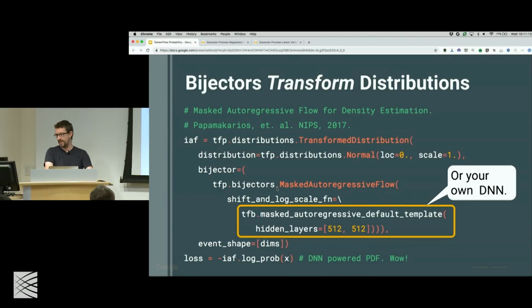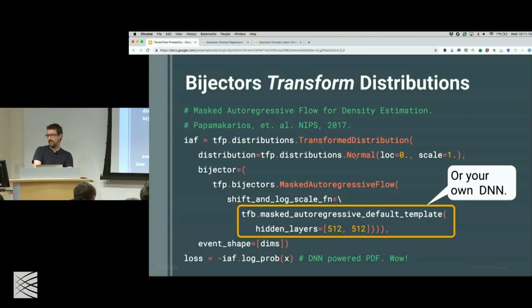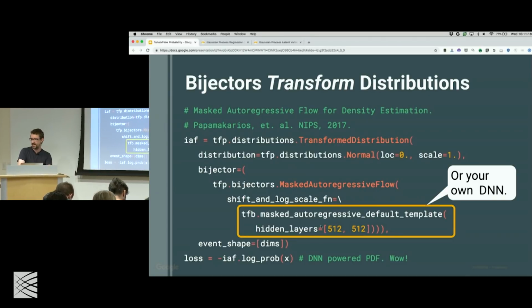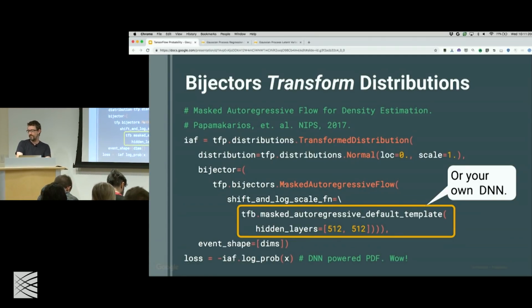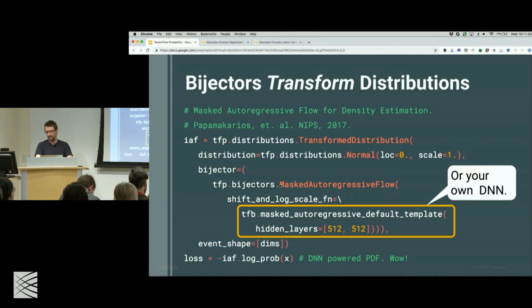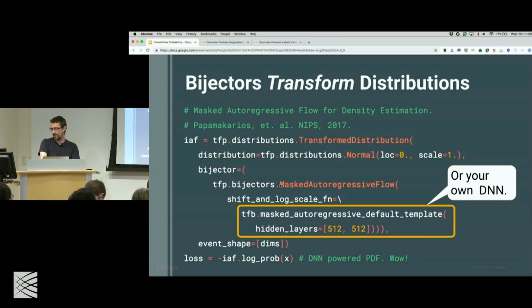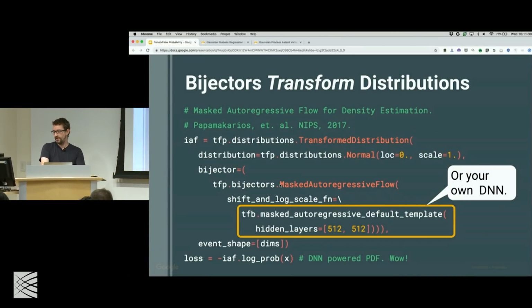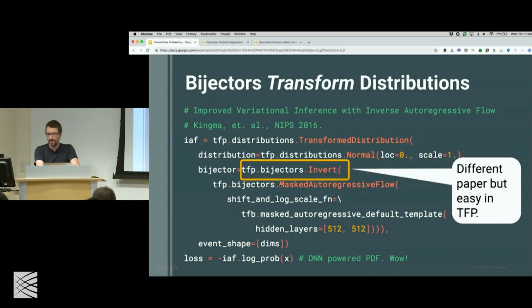So you can basically take a simple distribution like a normal, pass it to a transform distribution along with a bijector. Here we're using something called a masked autoregressive flow, which is nifty and fancy, but it's kind of like an invertible neural network, and so then you can train the parameters of that mapping and get really rich representations. And totally separate paper, we just invert that distribution, and it's a one-line change.